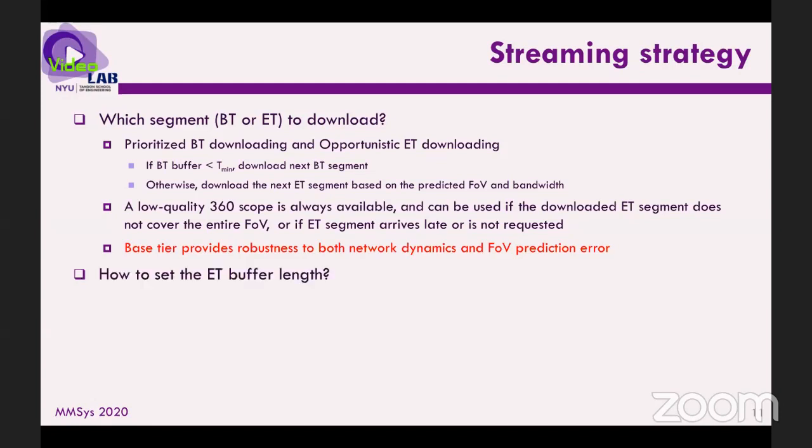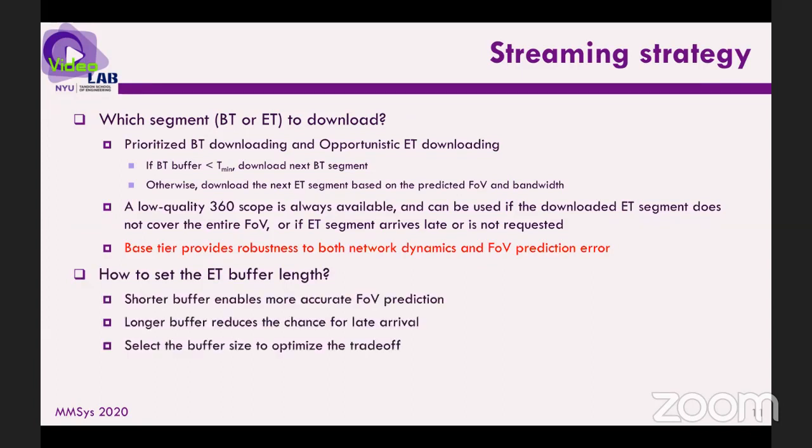So another important question is, how do we set the ET buffer length? Recall that a shorter buffer would enable more accurate FOV prediction. On the other hand, a longer buffer will reduce the chance for late arrival. So we have to select the buffer size appropriately to optimize the trade-off between these two. Our system further adapts the ET buffer size based on the FOV dynamics and network dynamics.